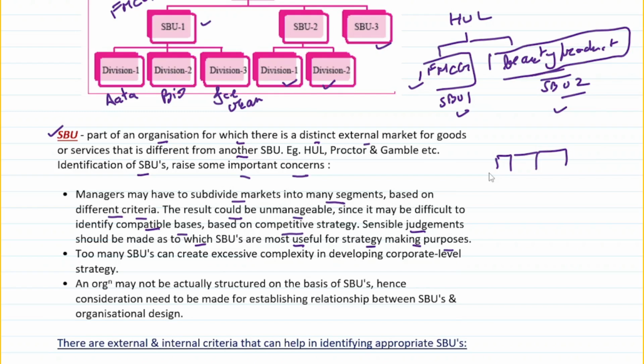So I'll read this point once again. Managers may have to subdivide markets into many segments based on different criteria. So the demarcation should be based on the different criteria. The result could be unmanageable since it may be difficult to identify compatible basis or the support based on what competitive strategy. So sensible judgment should be made as to which SBUs are most useful for strategy making purposes, right?